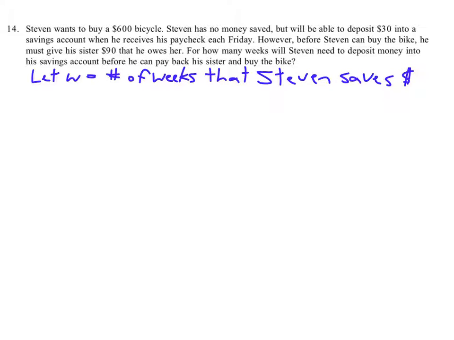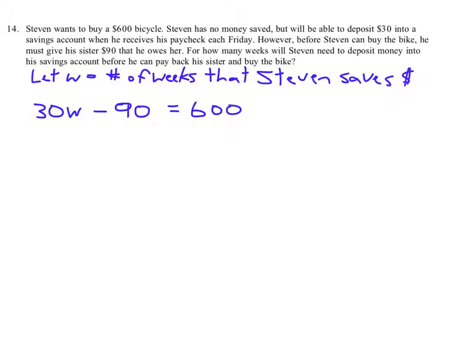Okay. So what I'm going to say here then is, watch what I'm going to do here. He's going to save $30 for some number of weeks, right? $30 a week times the number of weeks that he saves. And that's going to give him the amount of money that he's saving, okay? So the first thing he's got to do is subtract 90 from it because he owes his sister $90. So he can't keep all of this money. He's got to do $30 a week for some number of weeks until he gets enough money where he can take away 90 from it, and then whatever's left is equal to the $600 that he needs for the bike.